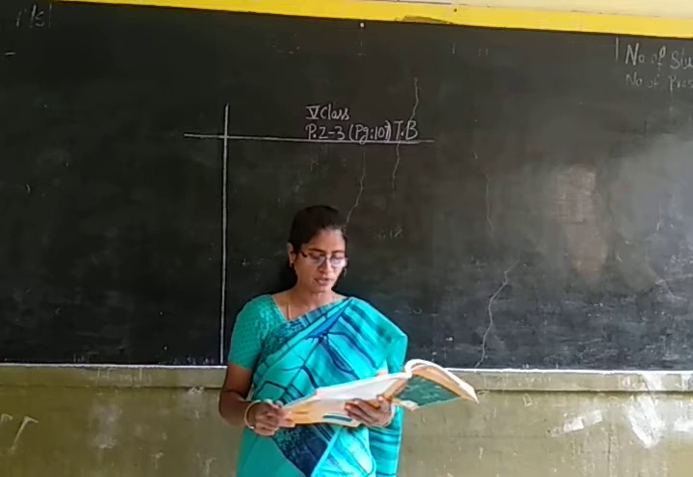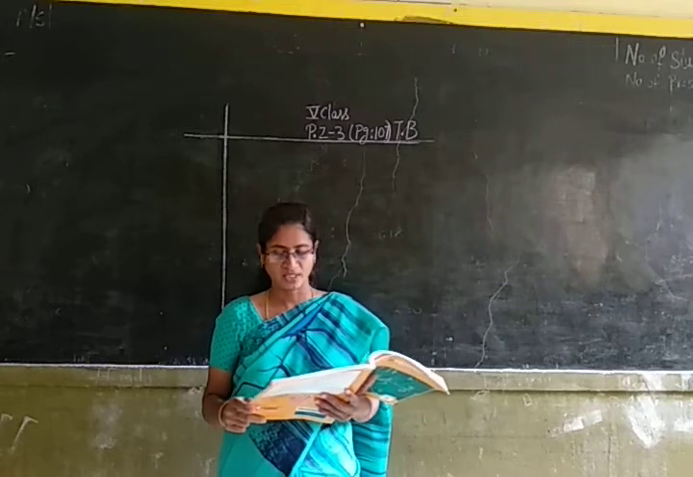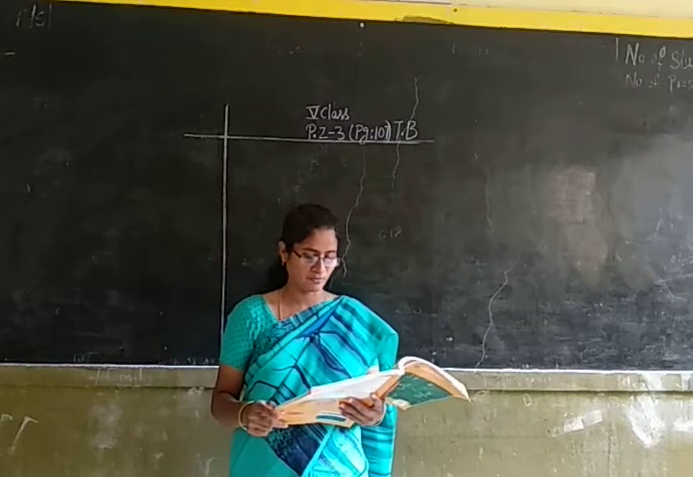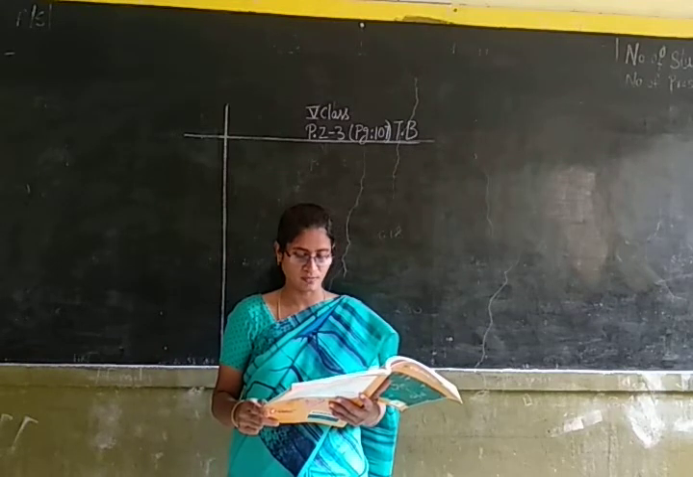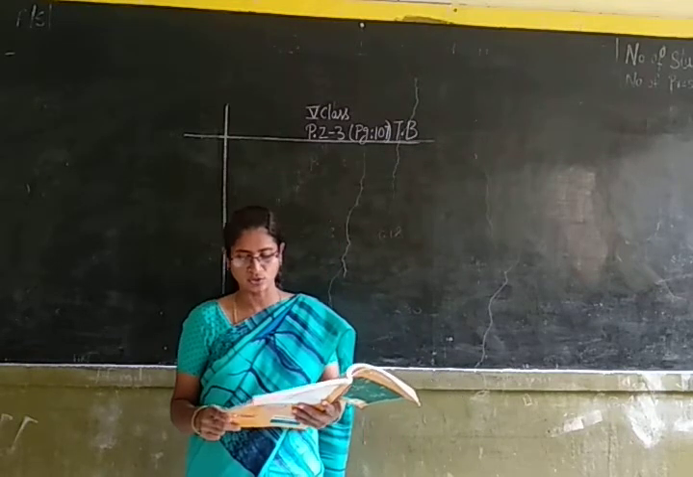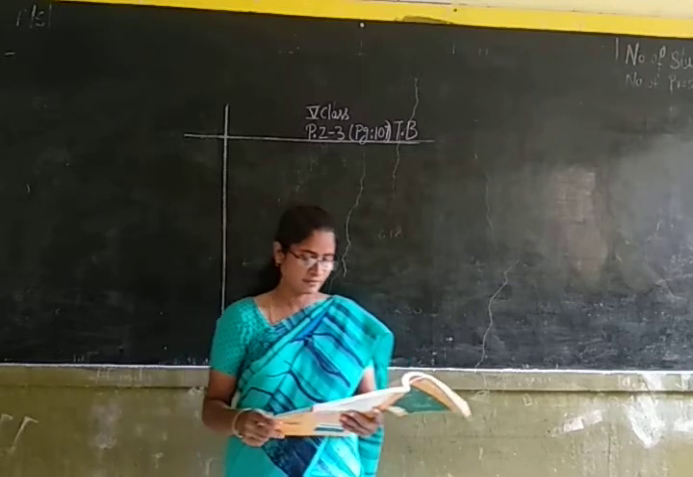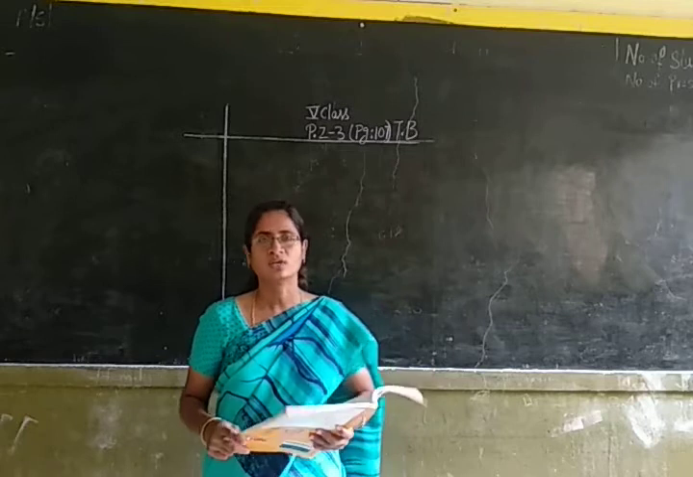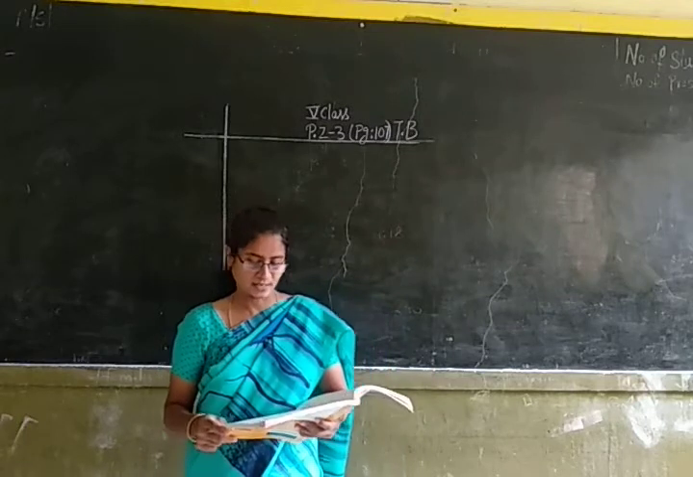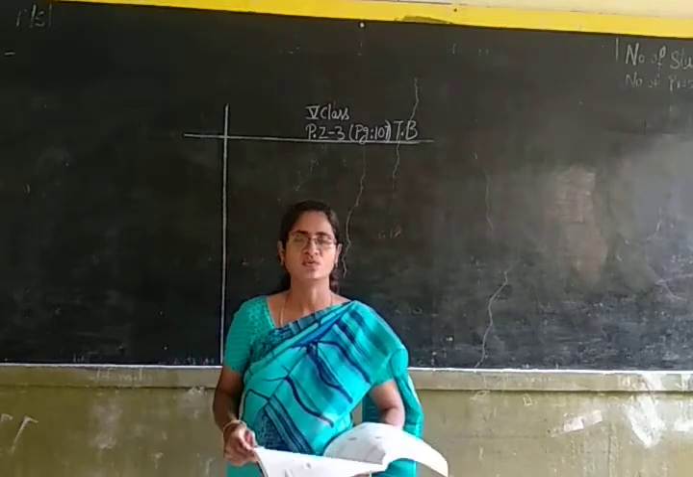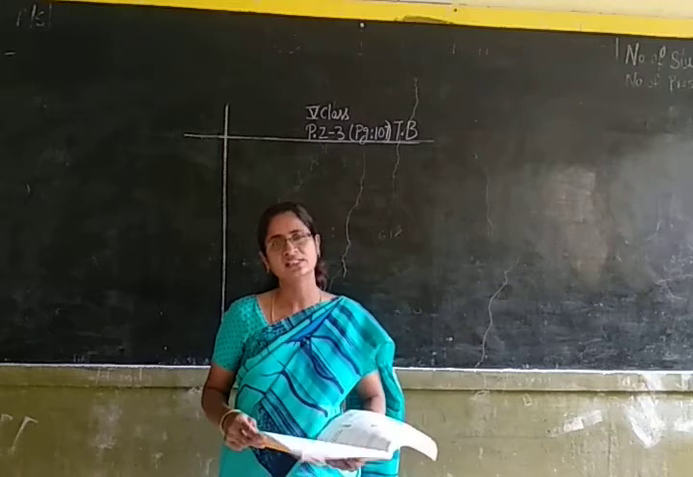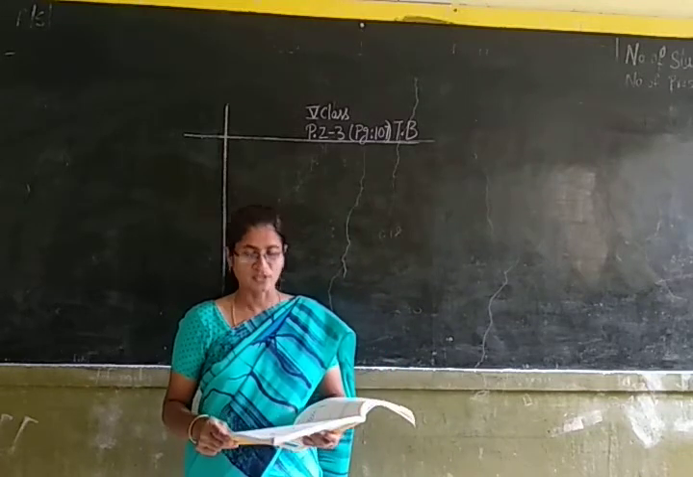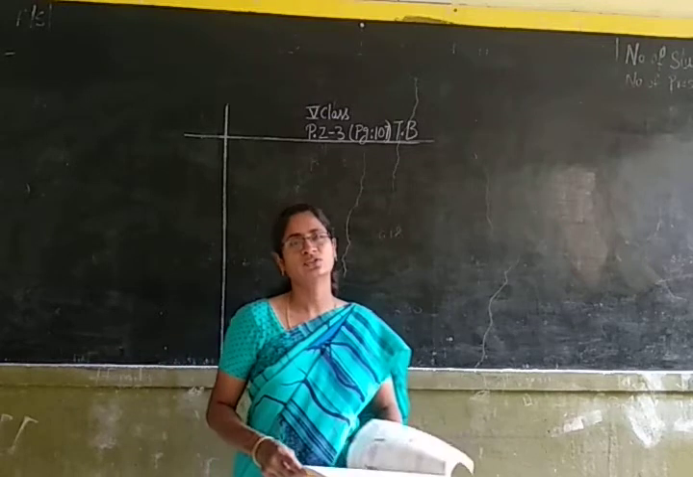There are 250 students in a school. If the number of boys in the school is 120, find the ratio of the number of girls to the number of boys, the number of boys to the total number of students, and the number of girls to the total number of students. So here the total number of students is given and the number of boys is given. First we have to find the number of girls and then the ratio of girls to boys, boys to total students and girls to total students.